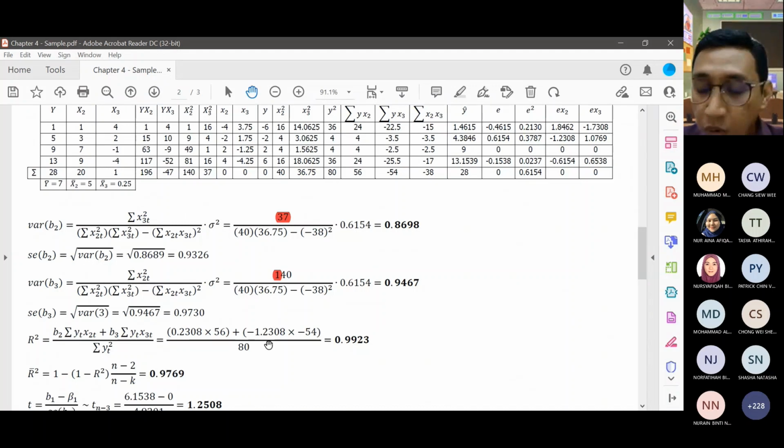Over the same thing, it is equal to 80. No. So this time, sorry, I thought it was a variance. This time we are estimating the R squared. So over our denominator here is the sum of y squared. The sum of y squared is 80. Okay, that is our sum of squares.